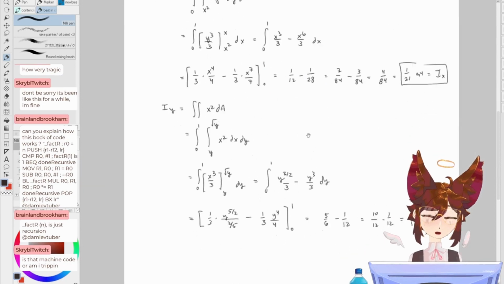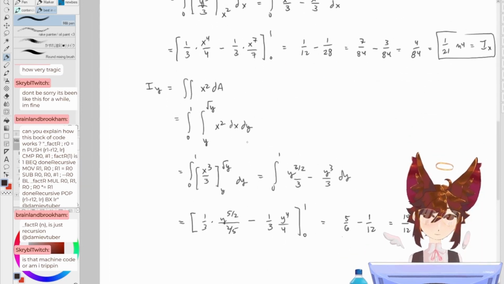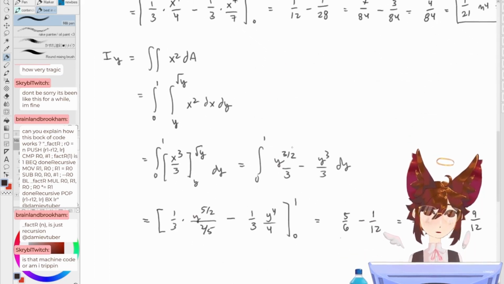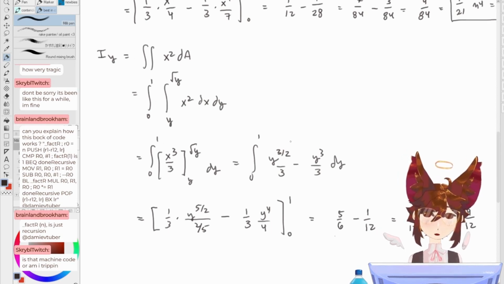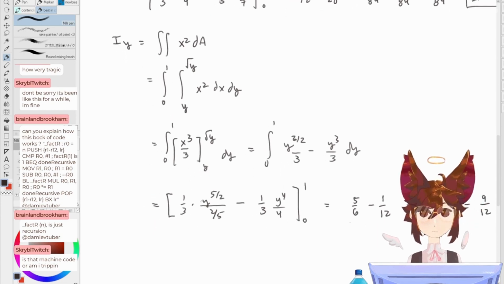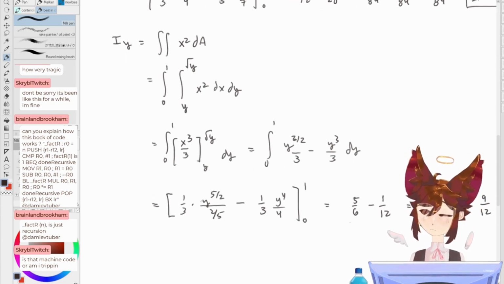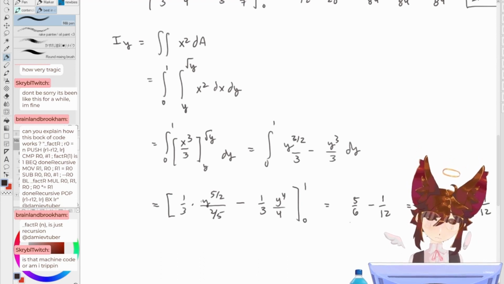I need to figure out why this doesn't equal 1/20. I must have plugged something in wrong. Let's see, 3 halves over 3. That's correct. Minus y cubed over 3. That one's correct. This one, 1/3, 2/5. Like 5 halves, we flip that.